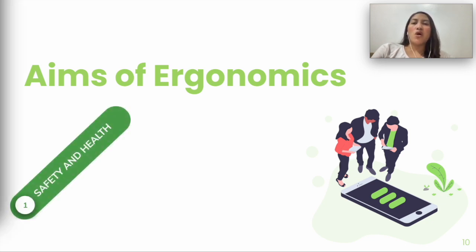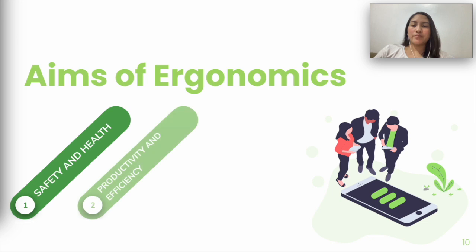First is for safety and health. Ergonomics can roughly be defined as the study of people in their working environment. More specifically, an ergonomist designs or modifies the work to fit the worker, not the other way around. The goal is to eliminate discomfort and risk of injury due to work.